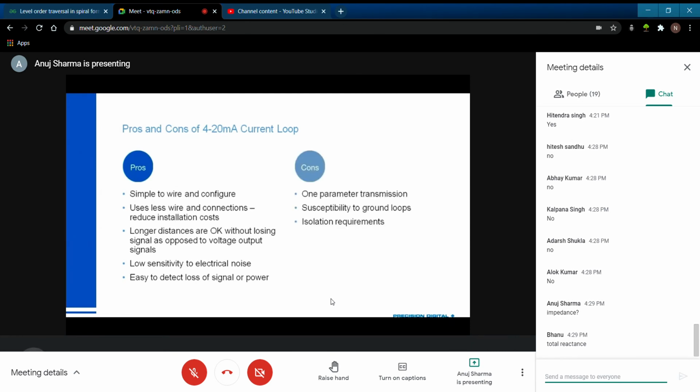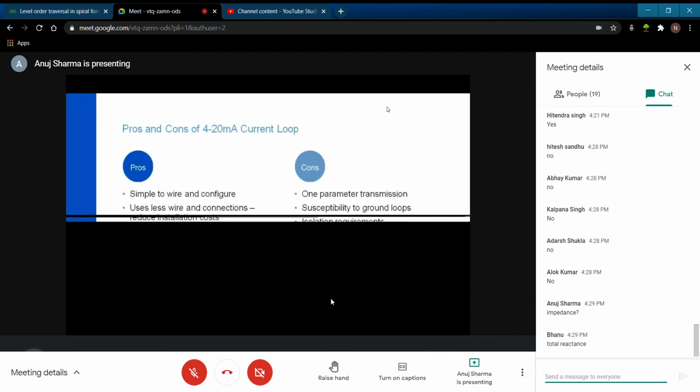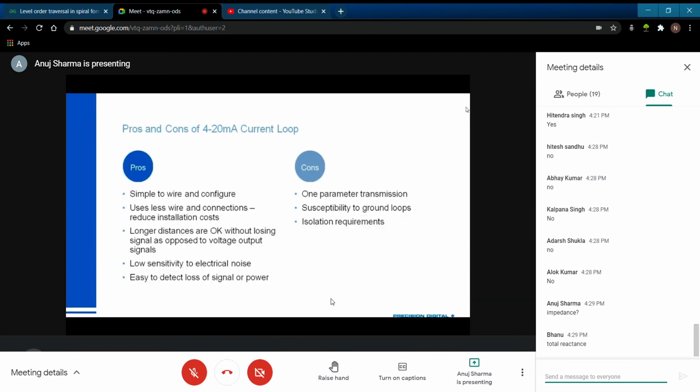So with all those pros, why wouldn't you use a 4 to 20 signal? Well, the biggest reason is that you only get one parameter transmission. What I mean by that is that you have a 4 to 20 range that can send out one variable. It could be transmitting a temperature, a level, a flow rate, or a speed. But each 4 to 20 milliamp loop can only send information about one of those variables.